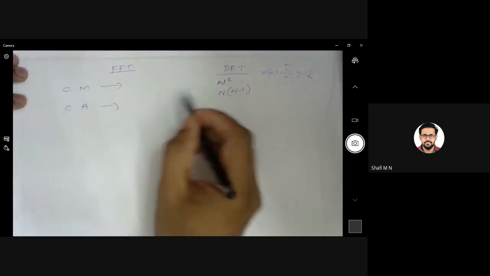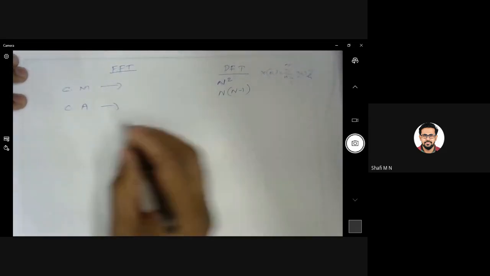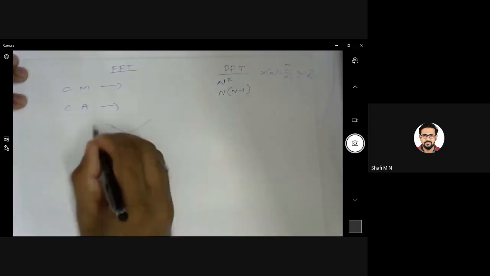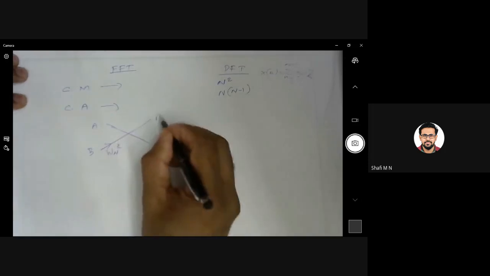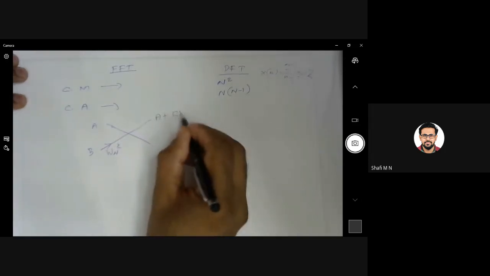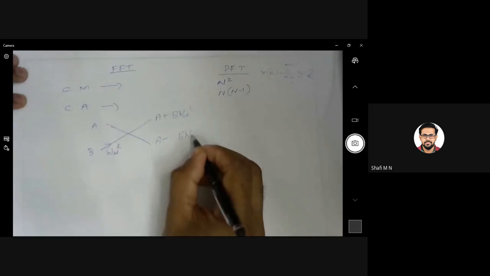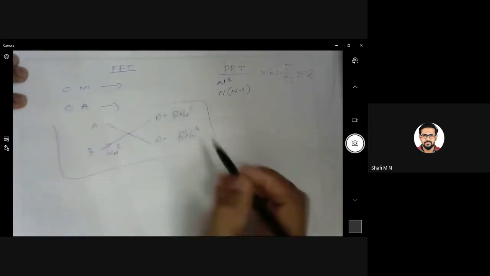Coming to FFT, we plainly set the equations, right? Now let's try to understand how you got those equations. So this was the butterfly that we used for DIT. So say a, b, this is W_N^k. This was a plus b into W_N^k, and this is a minus b into W_N^k. So how many complex multiplications are involved in a single butterfly?